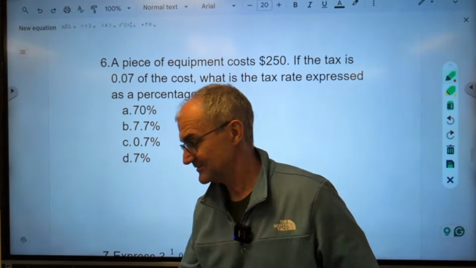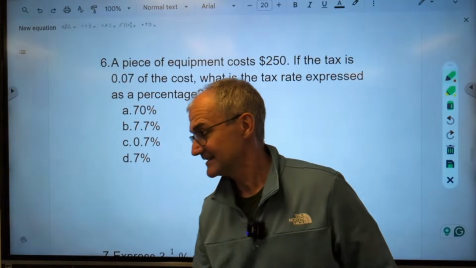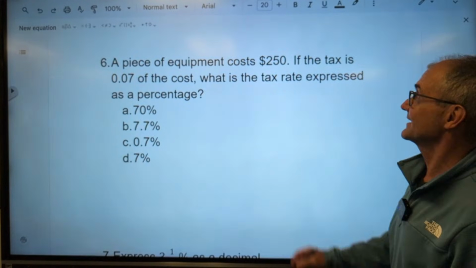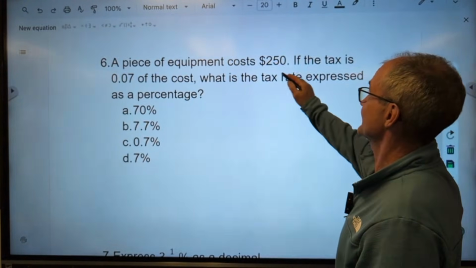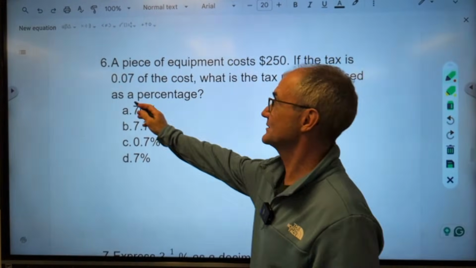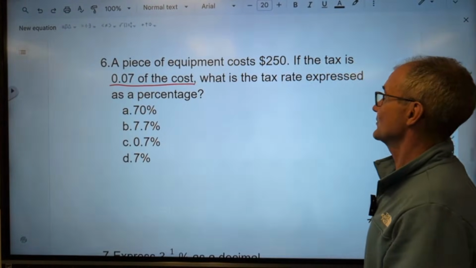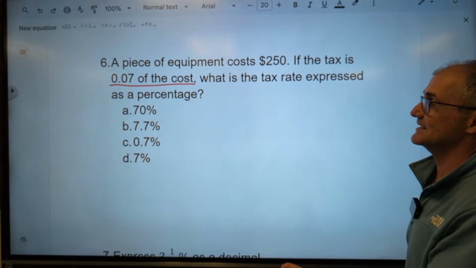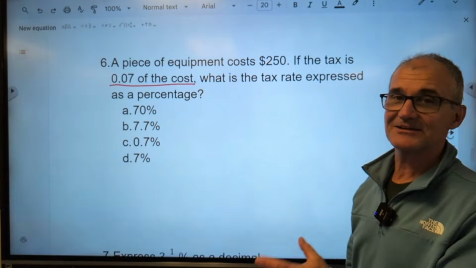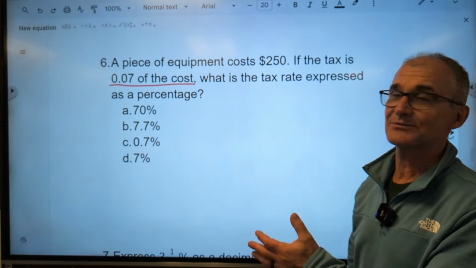Okay, everybody get this one right? So I got a piece of equipment that costs $250. If the tax is 0.07 of the cost, what is the tax rate expressed as a percentage? So this is kind of like an arithmetic reasoning. It's actually an easy problem.